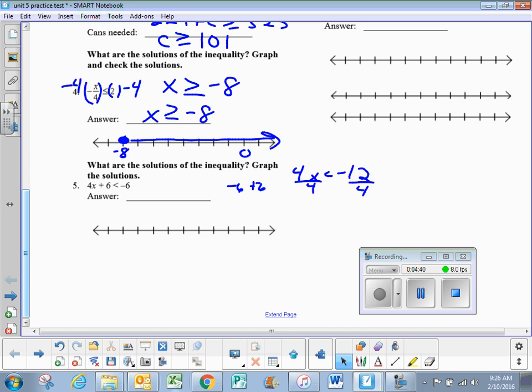So if we write that here, x is less than negative 3, since our variable's on the left, it points in the direction to shade, so we're going to shade left. So this is 0, negative 1, negative 2, negative 3, shade left.